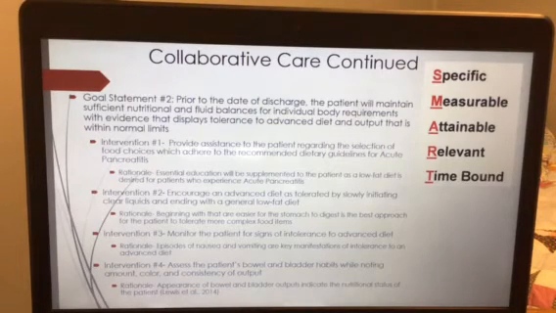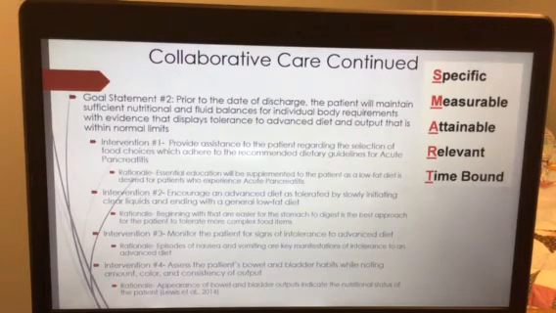Intervention 2, encourage an advanced diet as tolerated by slowly initiating clear liquids and ending with a general low-fat diet. The rationale for this, beginning with easier foods for the stomach to digest, is the best approach for the patient to tolerate it before we advance to more complicated food items.